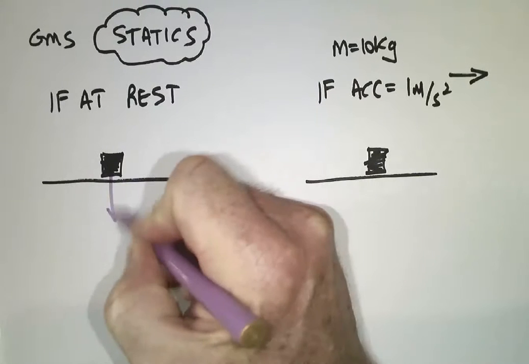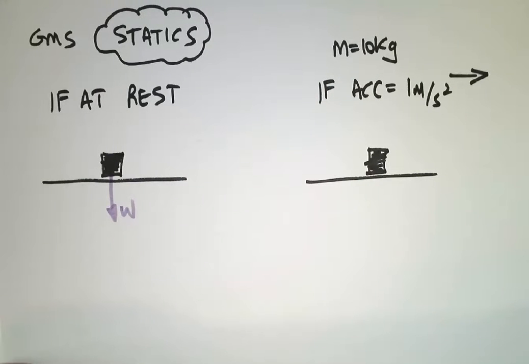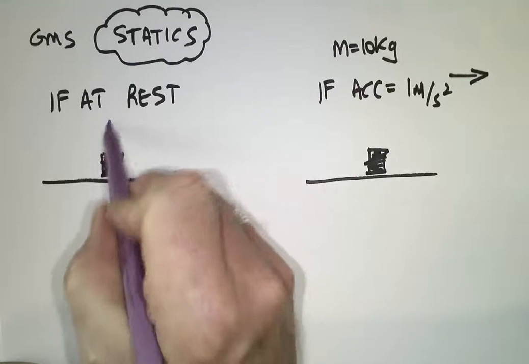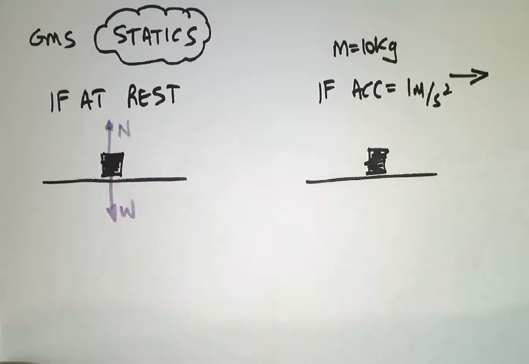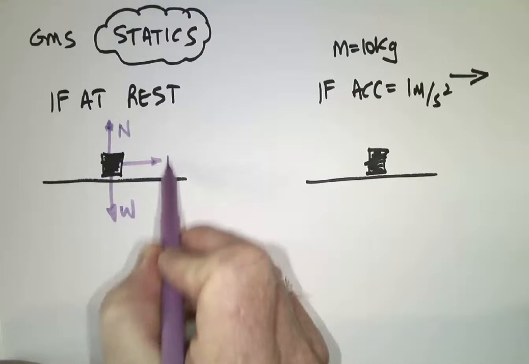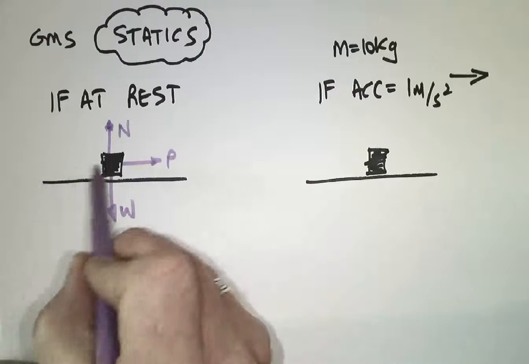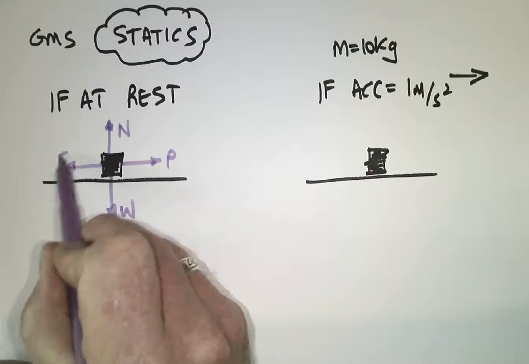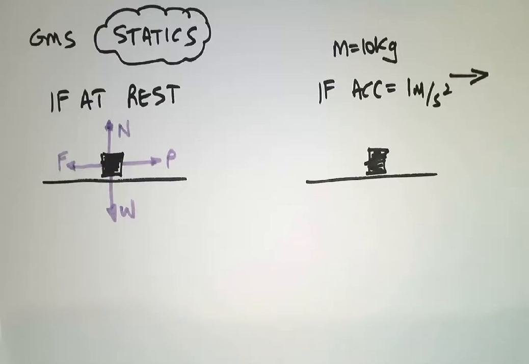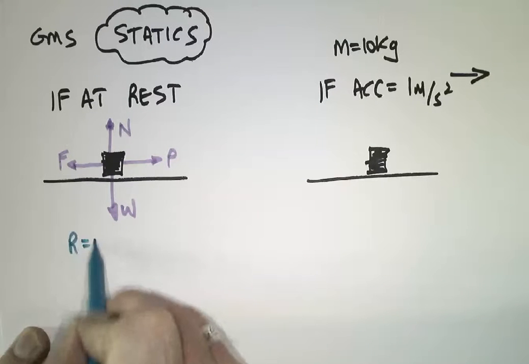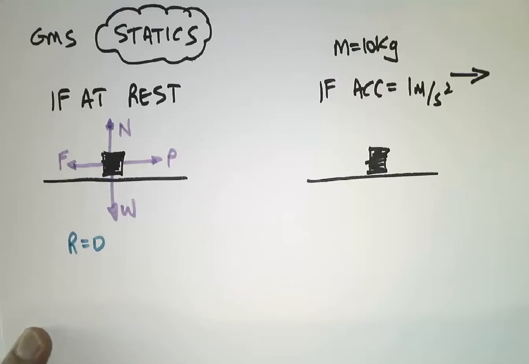We have a weight force due to gravity. Because of Newton's law, we will have a normal force which will be opposite that. If there's a pulling force that's pulling towards the right and it's not moving, then there will be some sort of frictional force which will balance that pulling force, and because it's at rest, R equals 0, the resultant force equals 0, therefore P will equal F and N will equal W.